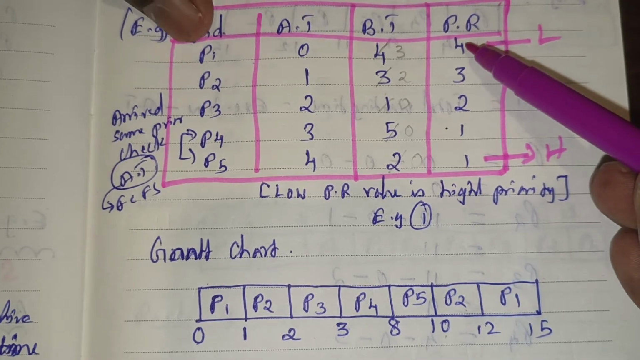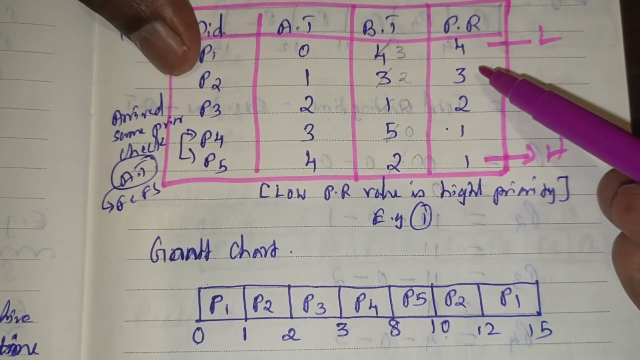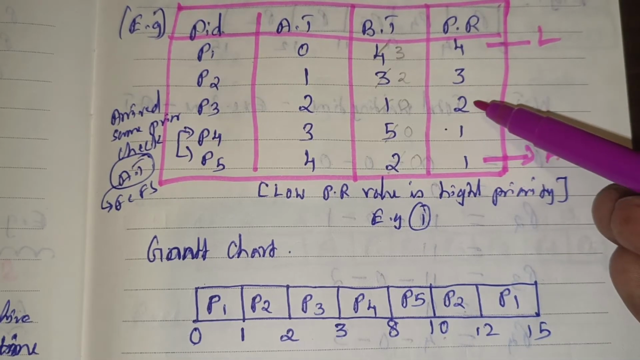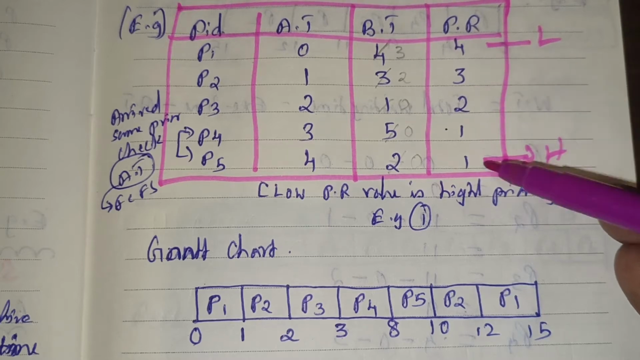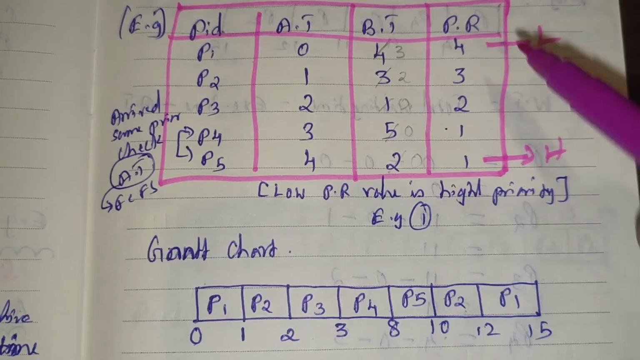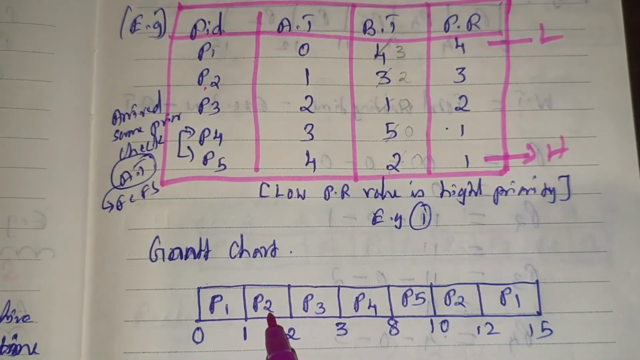The priority of process 1 is 4 and process 2 is 3. Which priority is high here? I already told you the order: 1, 2, 3 and 4. So the highest priority is 3 compared to 4. So process 2 comes inside.